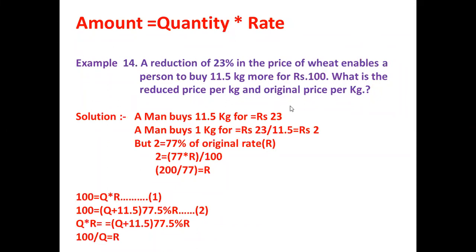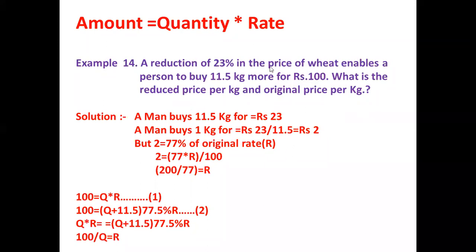So this same formula can be used in solving this particular question. Now this example number 14 is one of the most important questions, and there are two versions of this question. This question has even been asked in the CAT exam, and in many competition exams. Like if I ask you, a reduction of 23% in the price of wheat enables a man to buy 11.5 kg more for rupees 100. What is the reduced price per kg and the original price per kg? Okay.